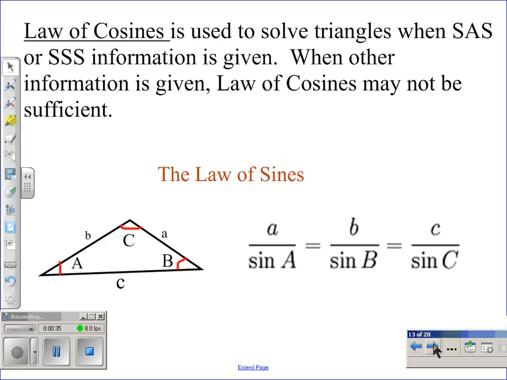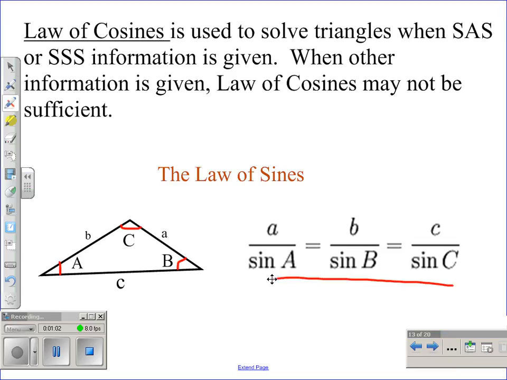The law of cosines is used to solve triangles when we know side-angle-side or side-side-side information. Sometimes other information is given, and in those cases, the law of cosines might not be sufficient. So then we have the law of sines, which may help us out. We're going to learn about the specific cases that the law of sines helps us with in just a minute. But for now, the law of sines is described here.